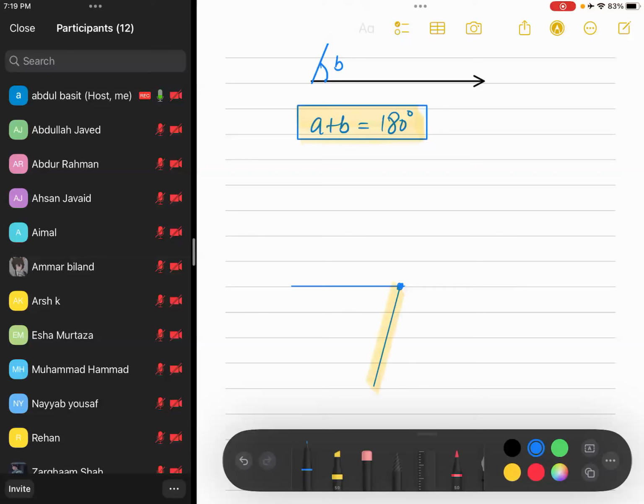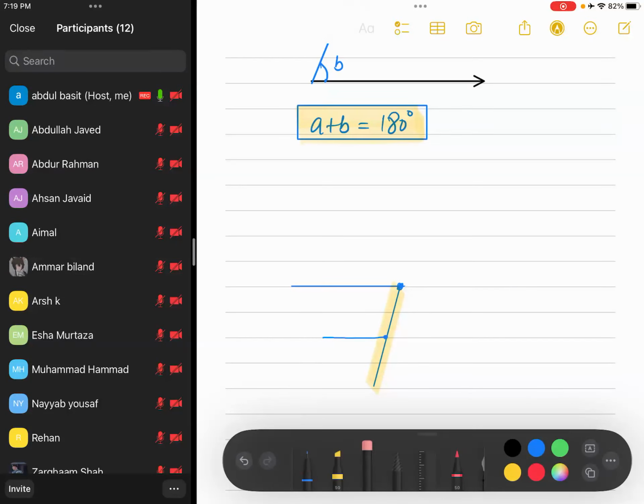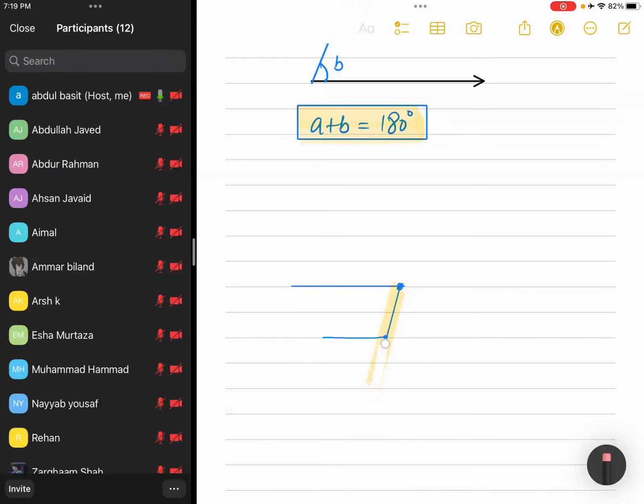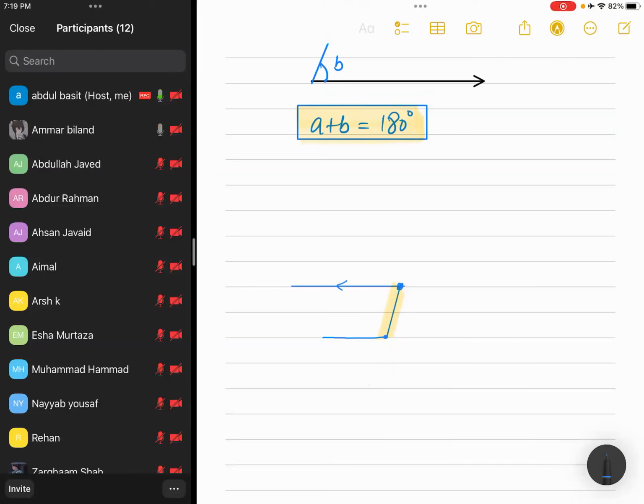Okay Amar, I am going to mould this line again. I am moulding this line from this point, yes or no? Yes, sir. Okay, I am erasing the lower part now. Now Amar, you can see that it is the same line but in a different position now. Do you agree with me or not? Yeah. And we can see that this line is parallel to this one. So that is the reason a plus b is equal to 180 degrees, because the angle on a line is 180 degrees. Do you agree with me or not? Yes, sir. Okay, thank you so much.